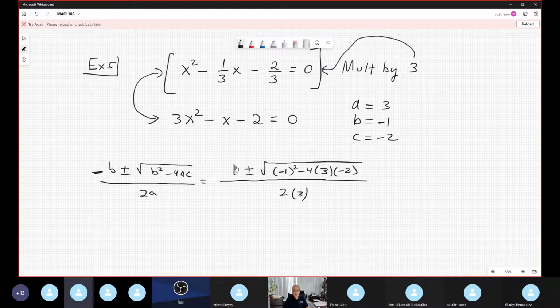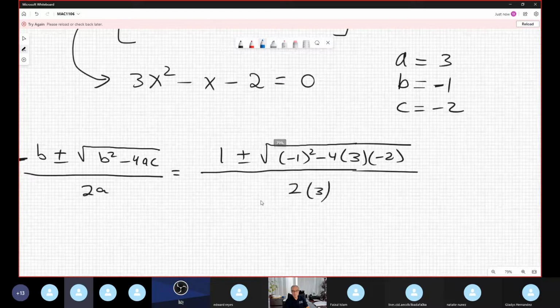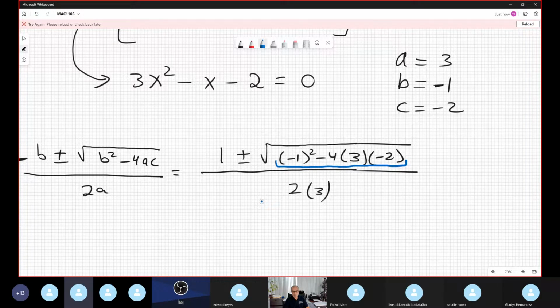Okay, again, we focus on the expression inside the radical. And the first thing you should do: 1 squared is 1. And this is double negative. Negative 4, negative 2. So it's 4 multiplication by 3 is 12. Multiplication by 2 is 24, but positive 24. And this is 25.